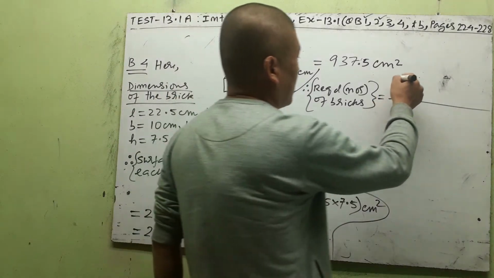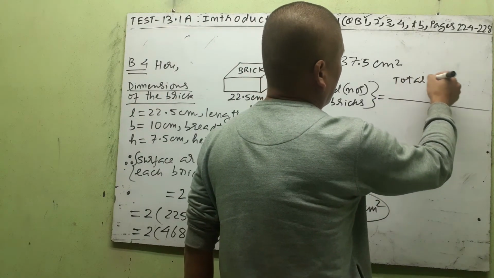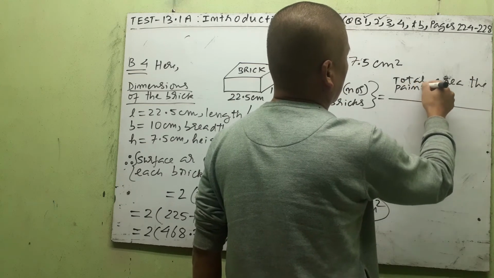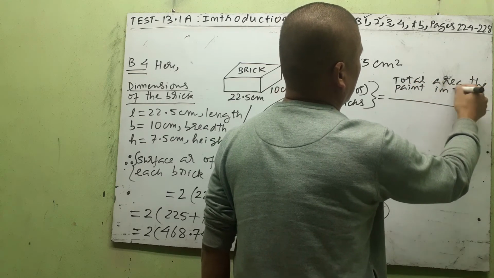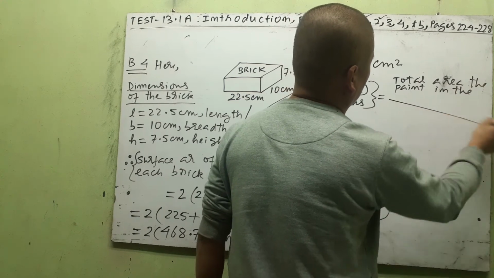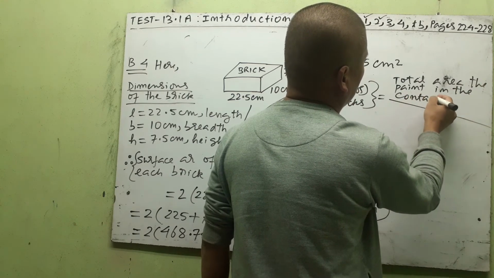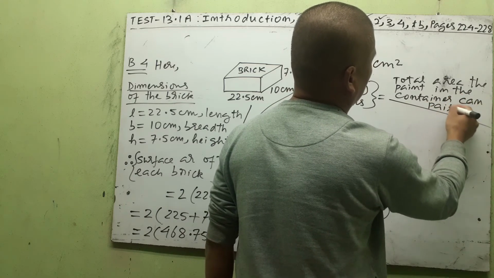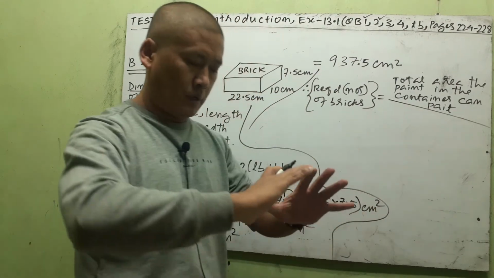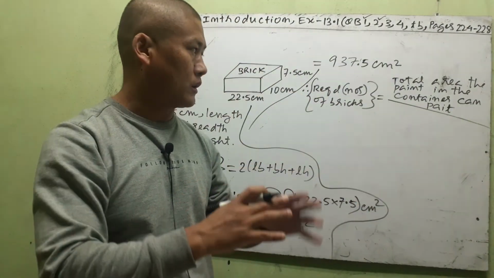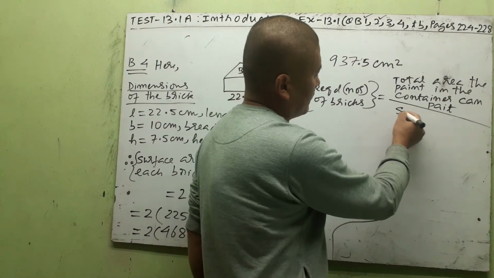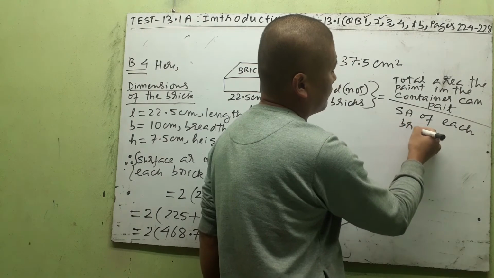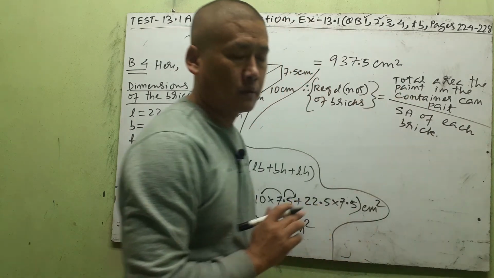So the total area the paint in the container can paint, divided by the surface area of one brick, or each brick, will give you the total number of bricks that can be painted.